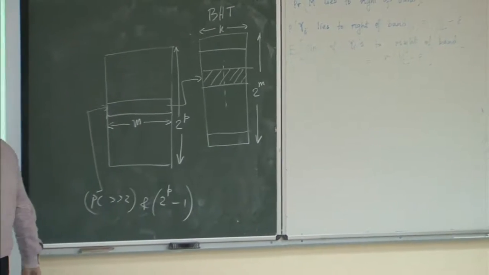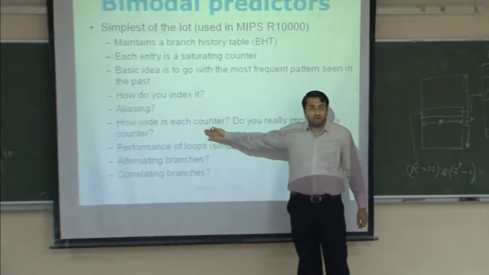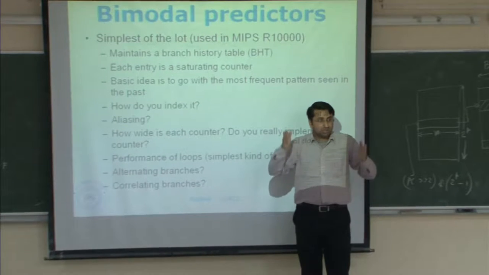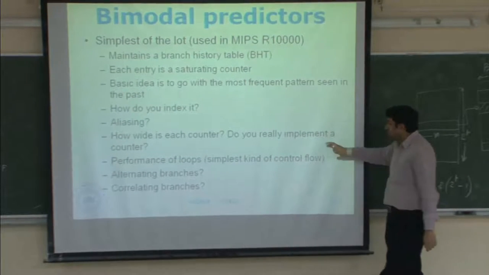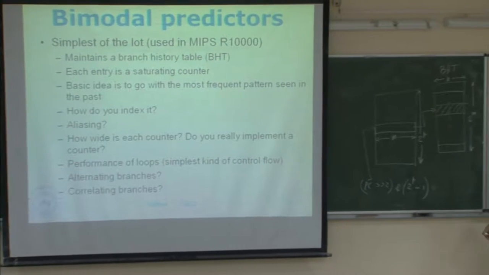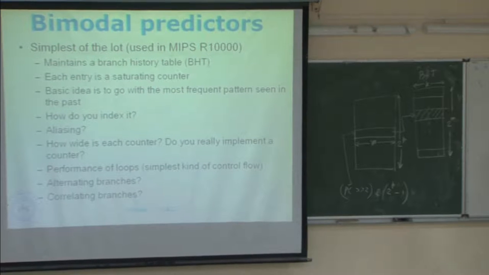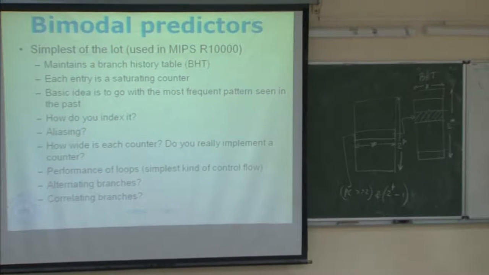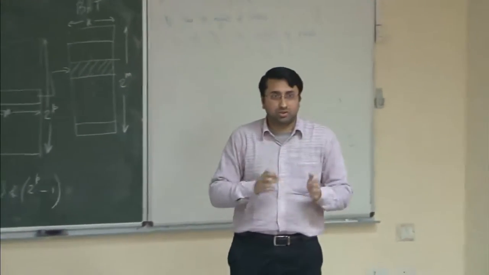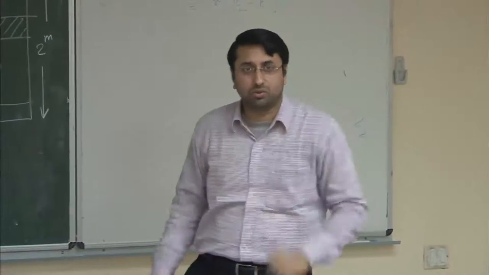How wide is each counter? Do you really implement a counter? Well, how wide is each counter? That determines how far you can see, the span of your window. You actually don't really implement a counter here. You just have a finite state machine implementing a saturating counter. So when the state is 0, 1, and you have to implement a particular counter value, what will be next? It will be 1, 0. You don't implement a counter, you just implement a finite state machine with two states.